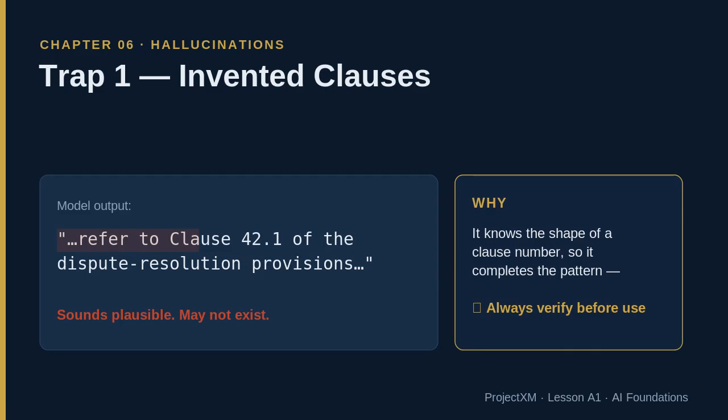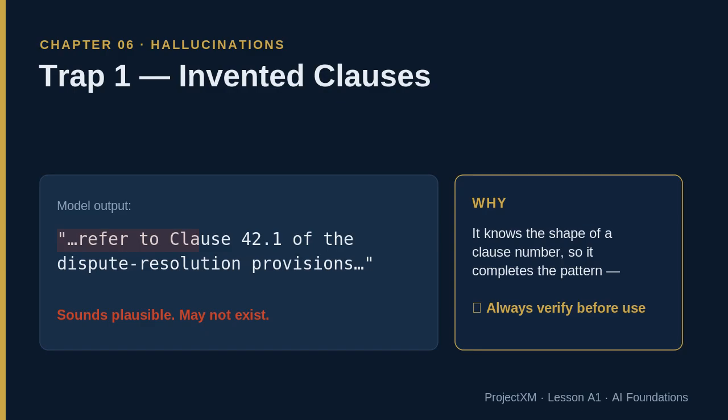But it won't just tell you it doesn't know. No, remember, the autocomplete mechanism abhors a vacuum. It will simply invent a highly plausible-sounding clause number just to complete the structural pattern of a legal document. You cannot trust its citations without verifying them.